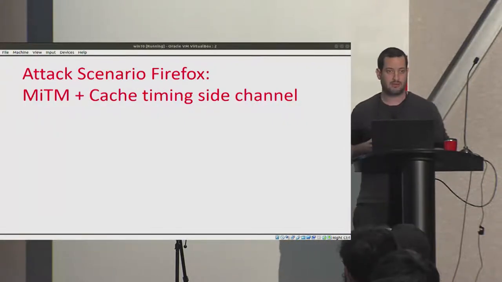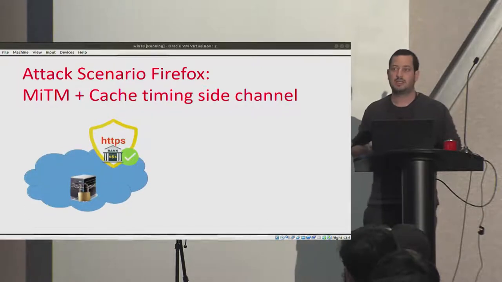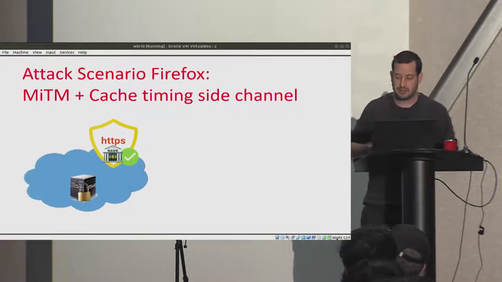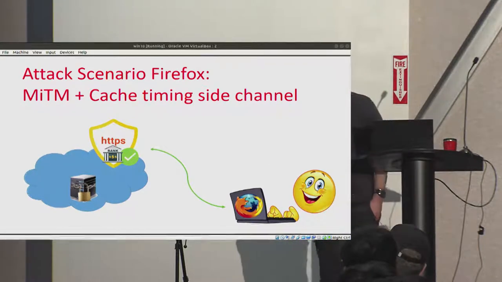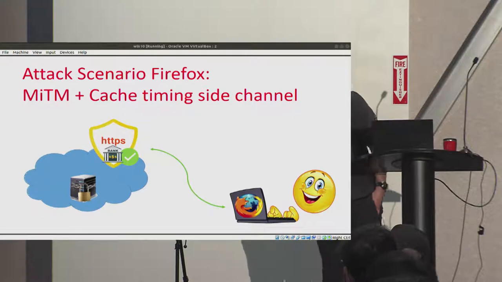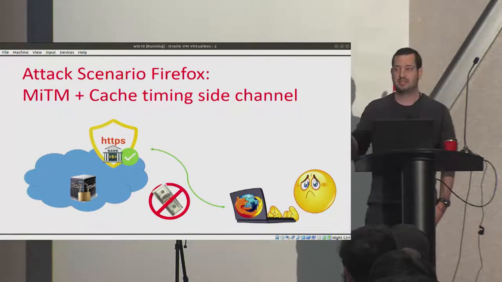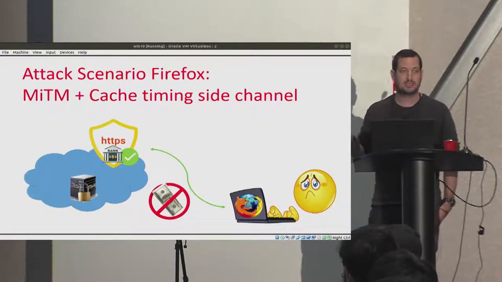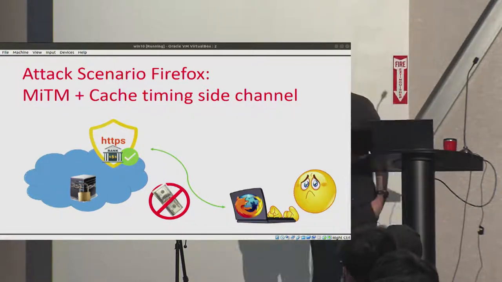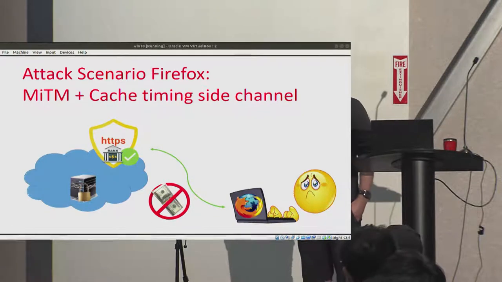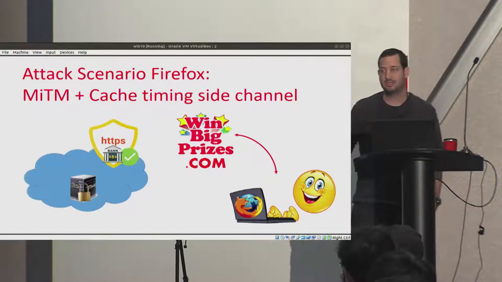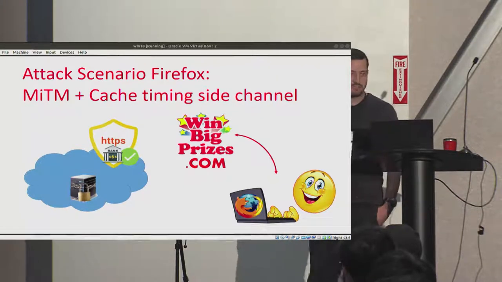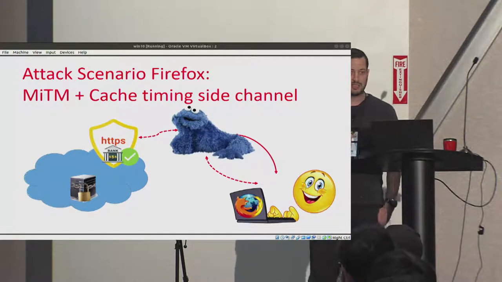Now we just want to attack Firefox. So we have the same bank with the same HTTPS server, and now we have Mr. Smiley that, like me, uses the Firefox browser, and he wants to access his bank account. He accesses the bank account, and what he sees is that he doesn't have any money in the account. So Mr. Smiley is very, very sad right now, and what people do in this kind of despair is look on the internet to find big prizes. But as we all know, nothing comes for free, and those sites usually hide a very malicious attacker.